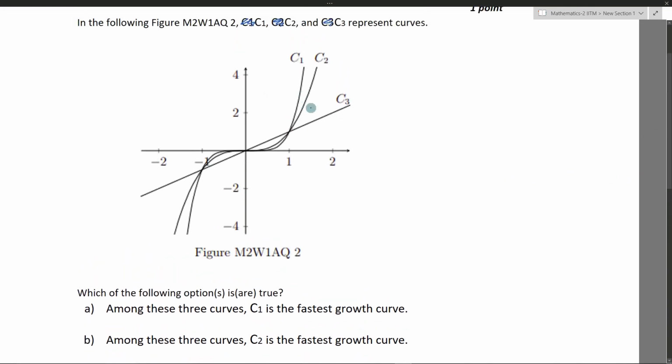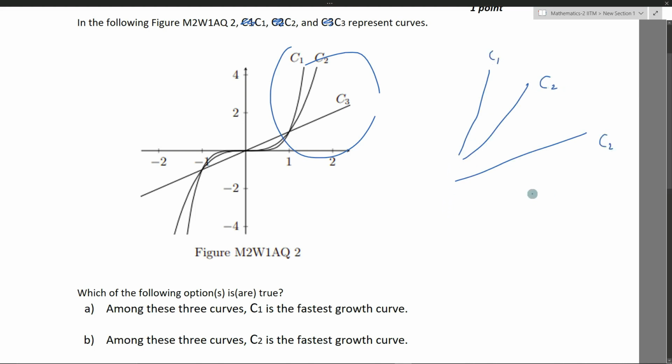So what do you mean by a fastest growth curve? Let's talk about this for understanding purposes, then we can consider the whole thing. So we have three curves something like this. Let's say this is C1, this is C2 and C3. If we increase the x value, I'll take this one, let's say 1, and mark point A, point B and point C. At point A we have three different values for C1, C2, C3.